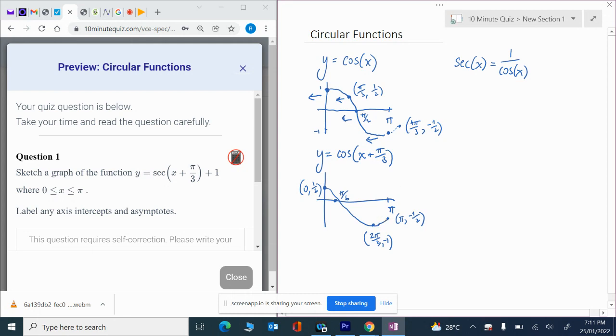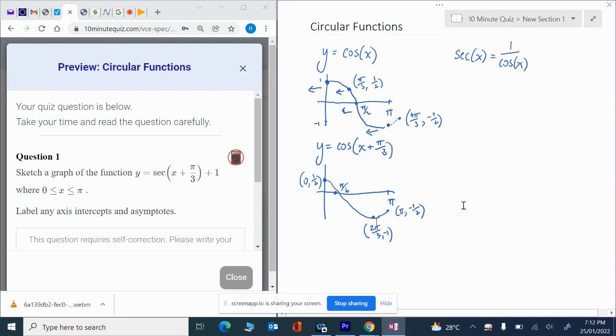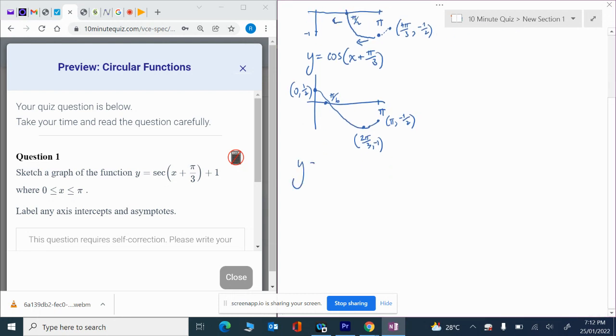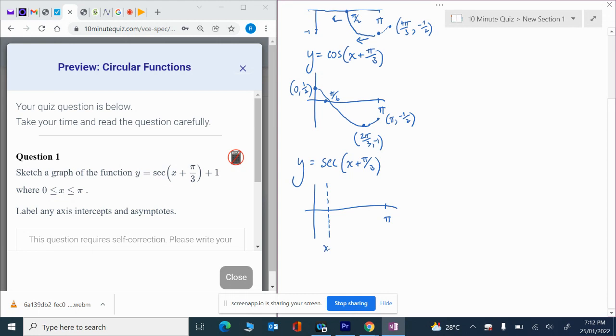And the next step we're going to do is to take the reciprocal to get the graph of sec(x + π/3). So when we take a reciprocal, anytime we had a 0, an x-intercept, we're going to get an asymptote because we can't divide by 0. So here we get an asymptote at x equals π/6.